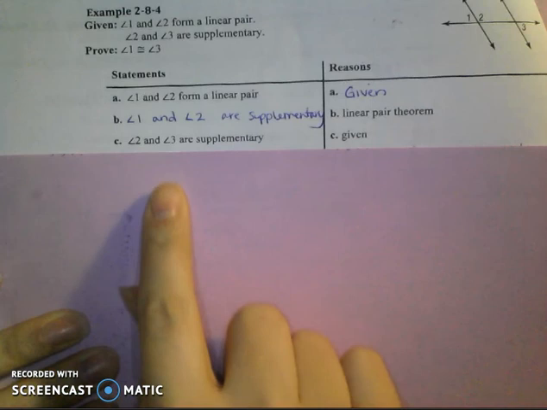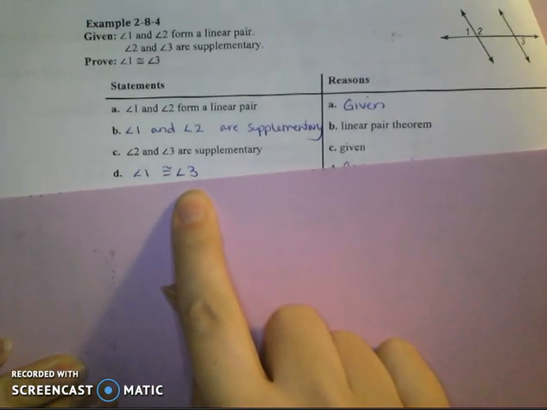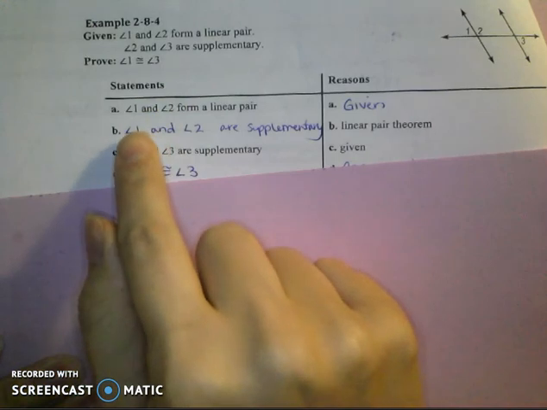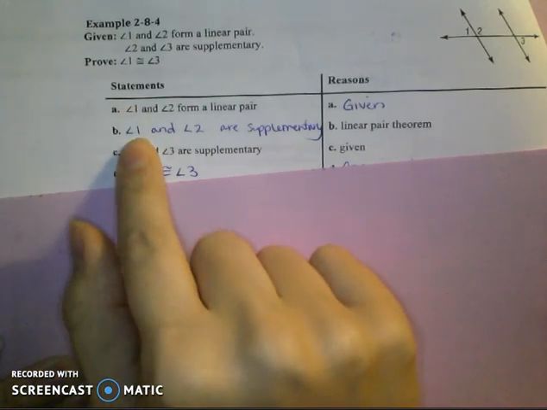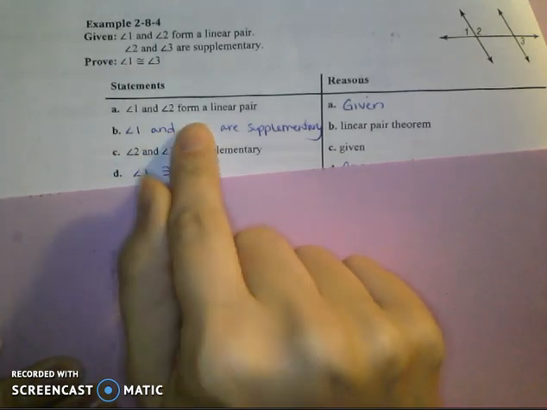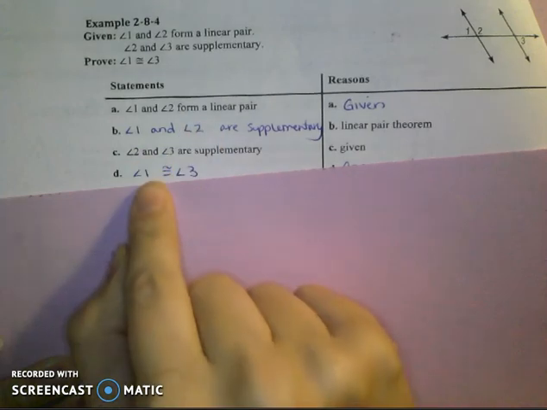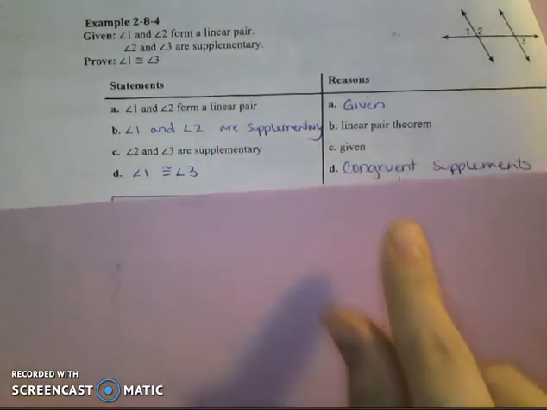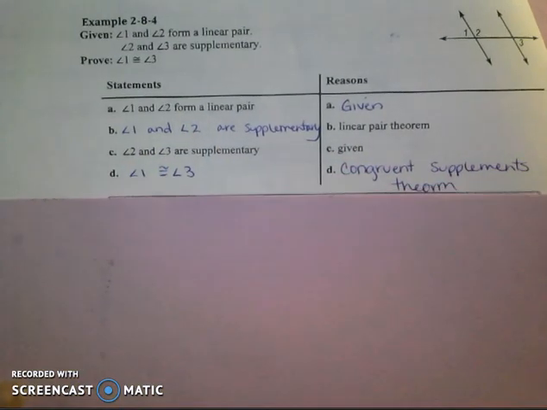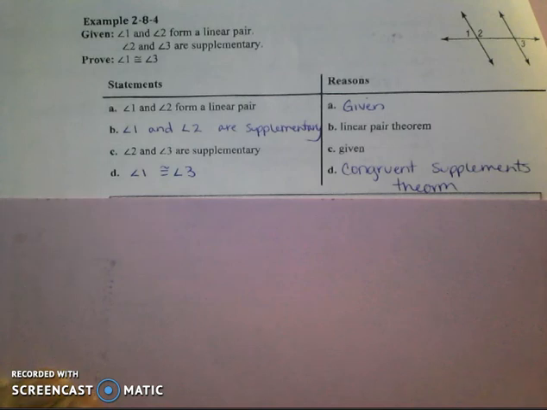So then we can go ahead and jump to our end statement, because if they are both supplementary to the same angle, which these are, angle 2 here, they're both, 1 and 3, supplementary to 2. So that means they're congruent by the congruent supplements theorem. So that's kind of using two of the ones that we've just talked about on the previous page. If they're both supplementary to the same angle, then they are congruent.